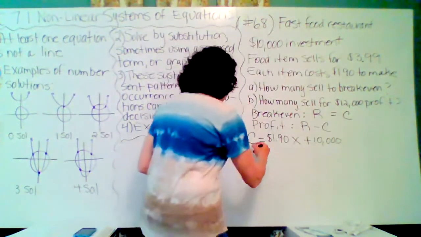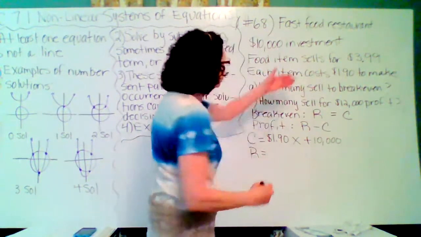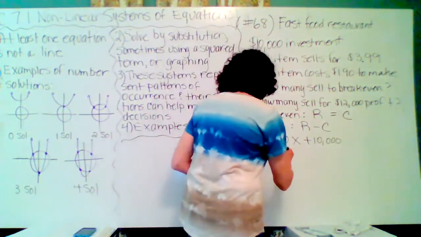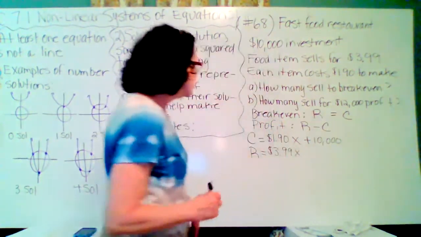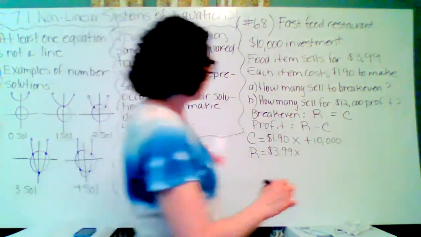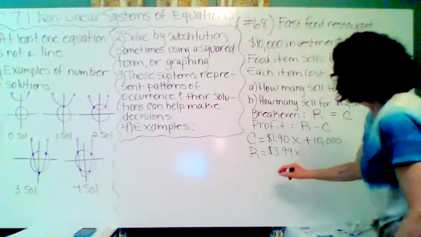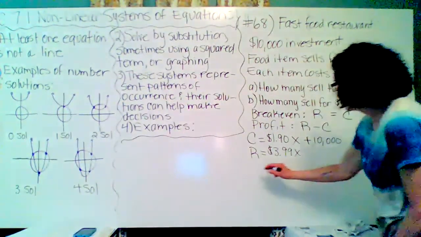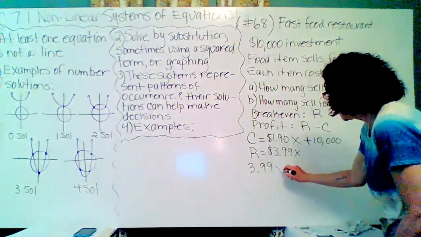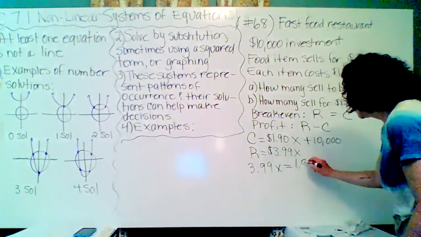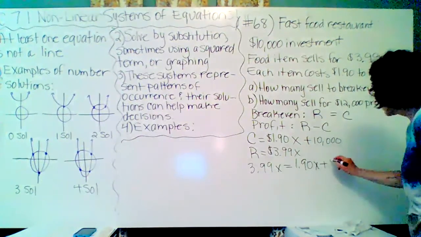And our revenue is the money we take in. It's variable, $3.99 per item. So we want to know where we're going to break even, where our revenue equals our cost. That would be where $3.99X equals $1.90X plus 10,000.